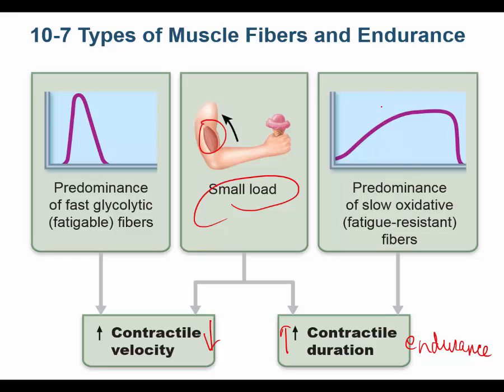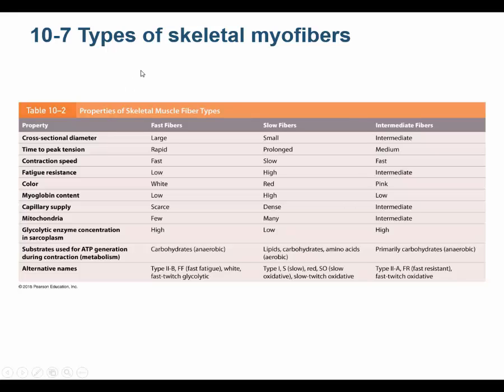And this would be a slow twitch endurance fiber right here. And this would be a fast twitch power fiber right here. This is comparing the fibers. You can see that the fast fibers.